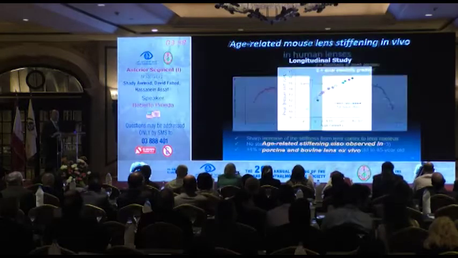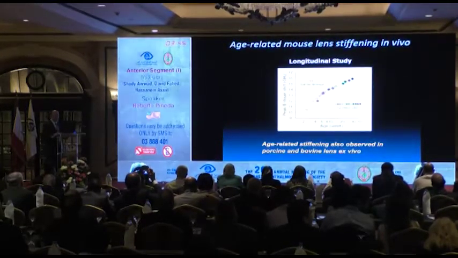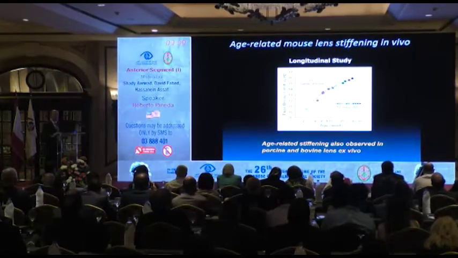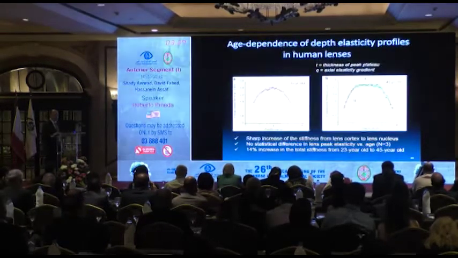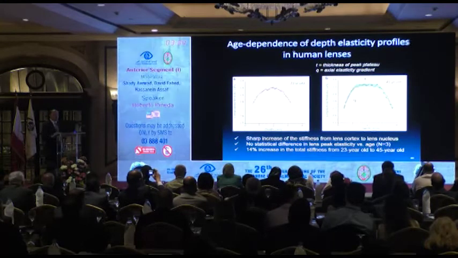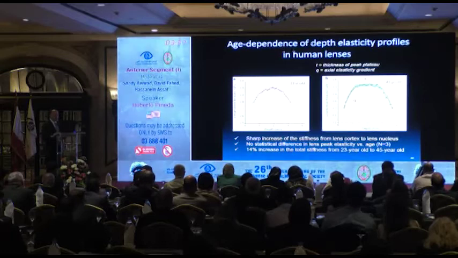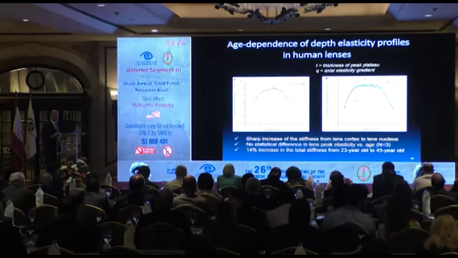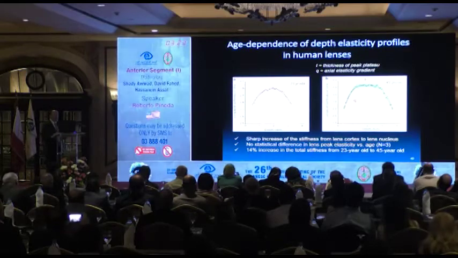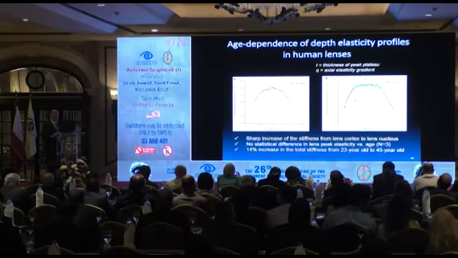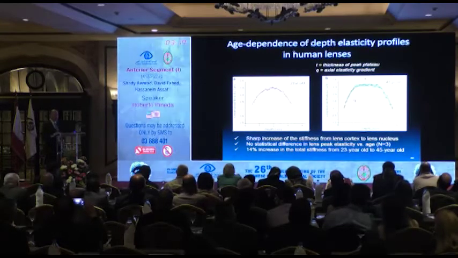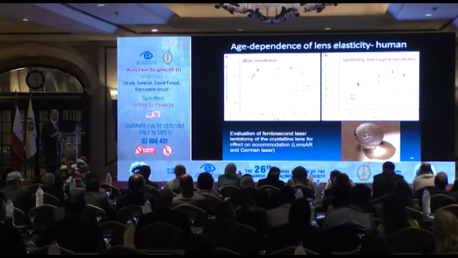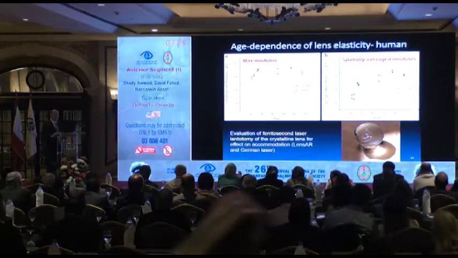And you can see here that this is the Brillouin peak shift. And as the mice get older, the Brillouin stiffness numbers go up, which indicates increasing stiffness. We can look at humans the same way, and you can see there's an increase in stiffness as you move from the lens cortex to the lens nucleus with a peak elasticity measurement. What's kind of interesting is that the plateau really doesn't change. It just gets much wider, and in this comparison between a 23-year-old and 45-year-old, you have about a 14% increase in total stiffness. And this is just showing that effect where the maximum modulus doesn't really change with age, but the overall stiffness does increase as we get older.